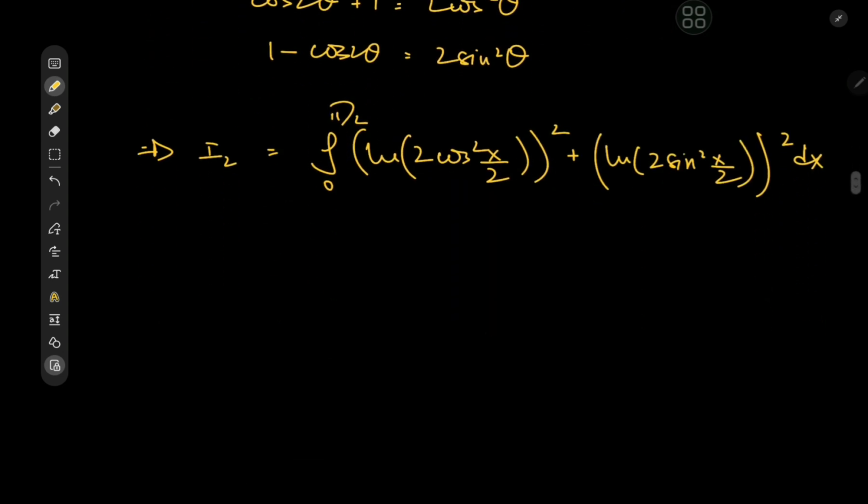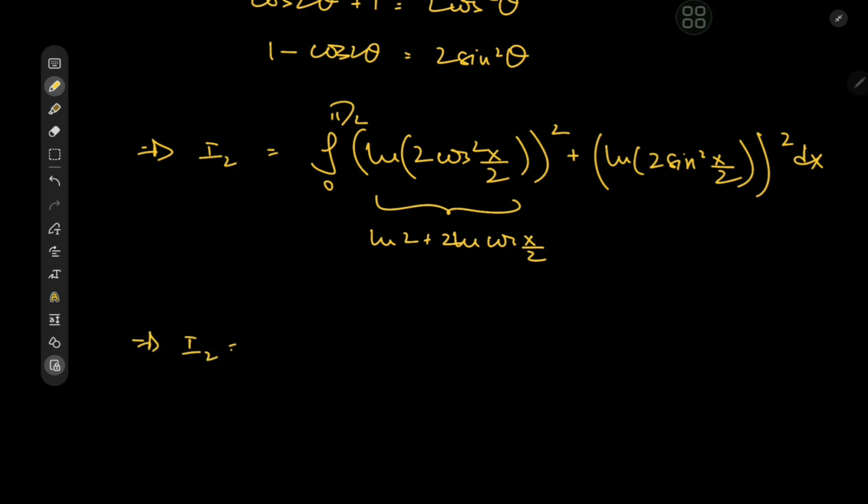So now using the properties of the logarithm, we can expand the log of a product as the sum of logarithms, but remember, we're dealing with squares here. So what we have here is in fact log 2 plus log cosine square x by 2, which is of course twice the logarithm of cosine x by 2, so that's quite nice.